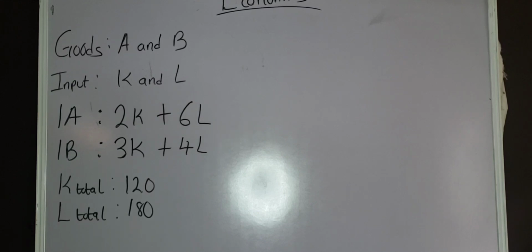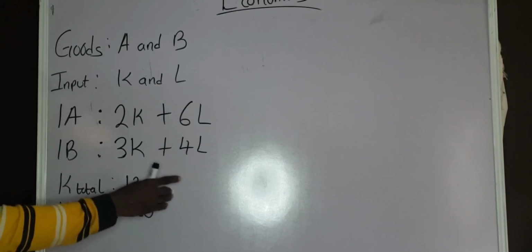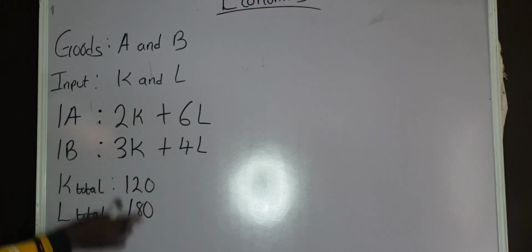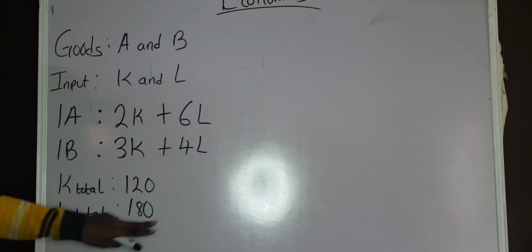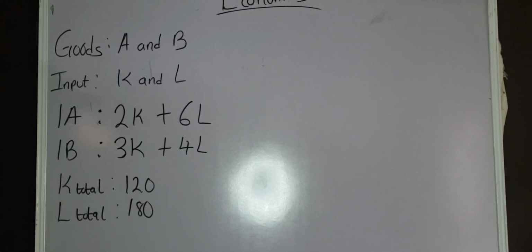Do you know the meaning of that statement? That is, we should determine the amount of goods A and good B that the firm needs to produce in order to use up all these inputs. You understand? Input is used to produce output. So what amount of goods A and good B will be produced in order to use all these inputs? That is what the question is asking for.